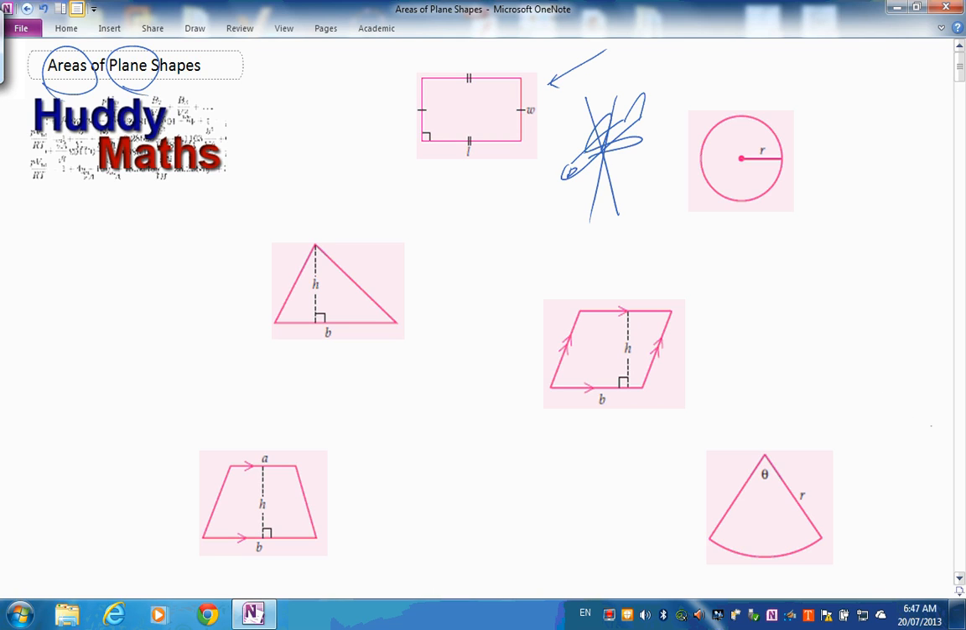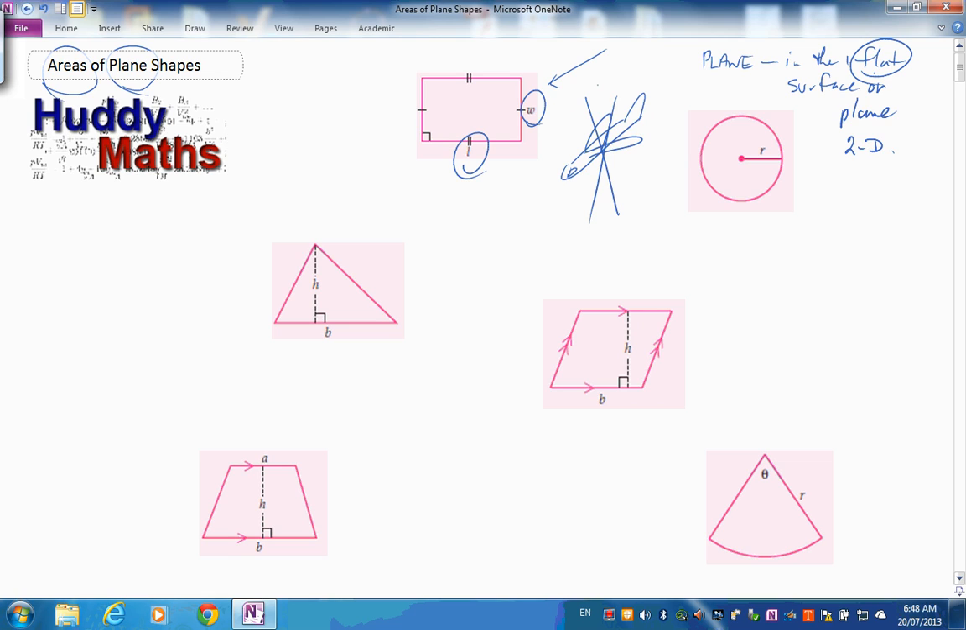What do we mean by plane shapes? Plane shapes means in the one flat surface or plane. We call a flat surface a plane. So let's just write that down, surface or plane. That's what we're talking about. It's flat. It's two-dimensional. Come back over here to a rectangle, length and width.